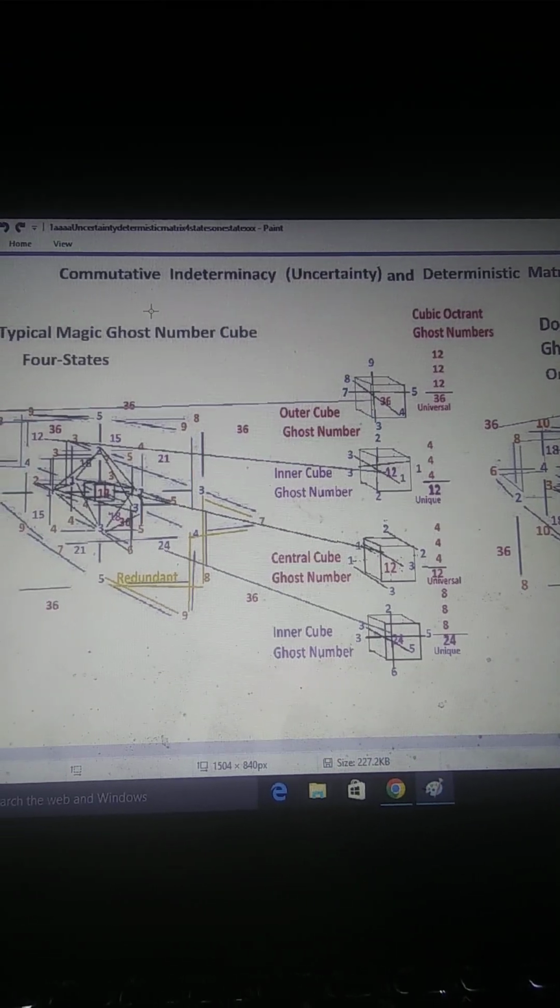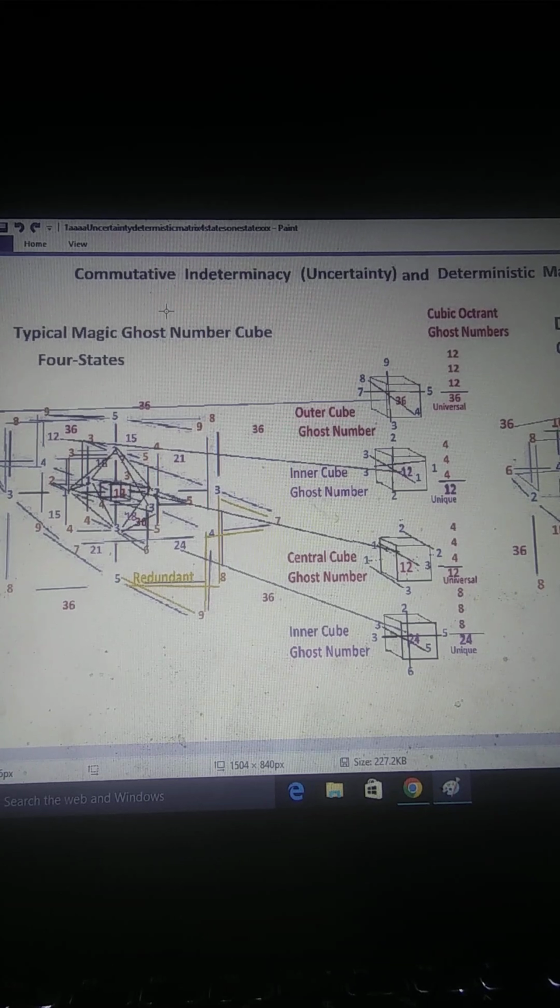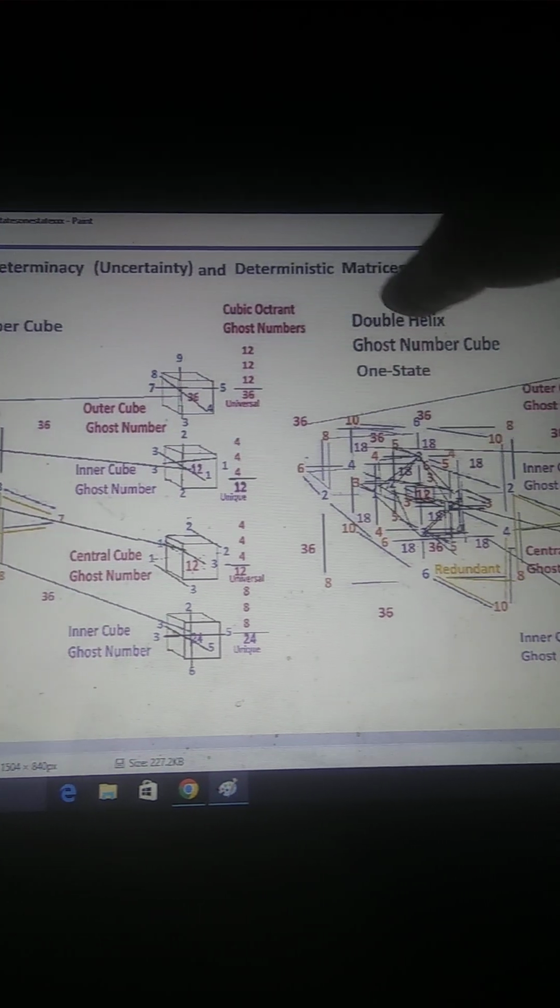Now, let me see if I can squeeze this in before the time runs out on me. Those are the cubic octants along the special diagonals. And this is the uncertainty. Commutative indeterminacy or uncertainty is a typical magic ghost number cube with the four states it has. This only represents one state of the universal unique along these special diagonals. And these special diagonals represent the complementary aspects of uncertainty or indeterminacy, versus my deterministic matrix of a double helix.